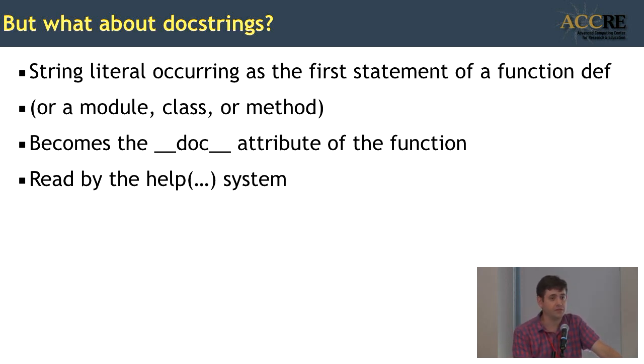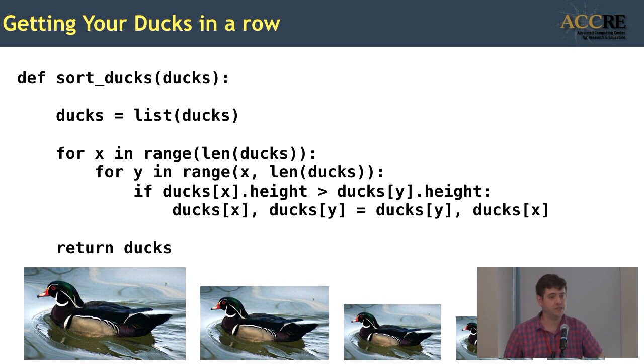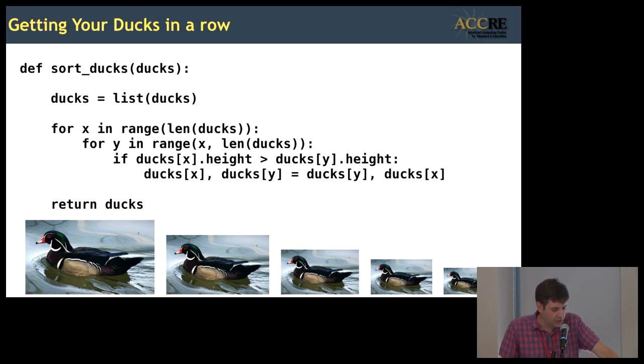So I've thought about this at some length and tried to present an argument, and here it is. To argue for this, I need some example code to work with. This is a function that sorts a list of ducks. It's called sort_ducks. It's a modified bubble sort. It will loop over the list of ducks with two nested loops, look at the height of the ducks, and create a new list and return it sorted in ascending order by height. This graphic is unfortunately very misleading. It shows the opposite of what this function will do. It should be the shortest duck to the tallest duck in order.